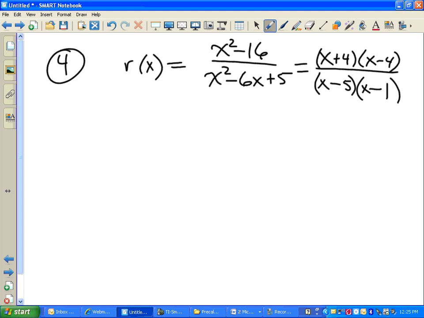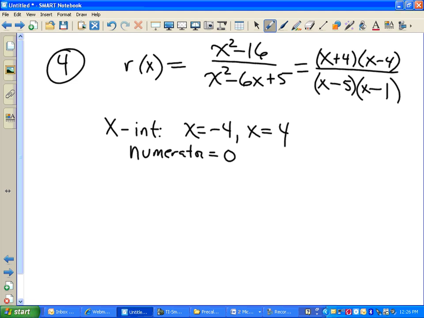Now that you've factored your rational expression, it's easy to see where the x-intercepts are. The x-intercepts occur when the numerator equals 0. Please put this in your notes. And in this case, it is when x equals -4 and x equals 4. So that is the answer to your x-intercepts. When x is 4 and -4, it will cross the x-axis.